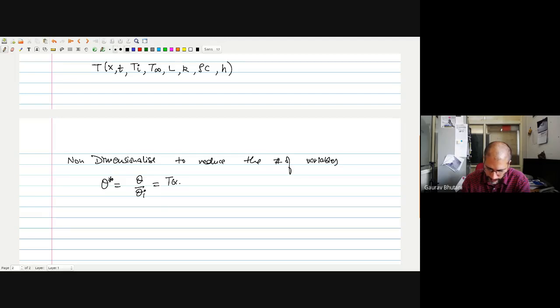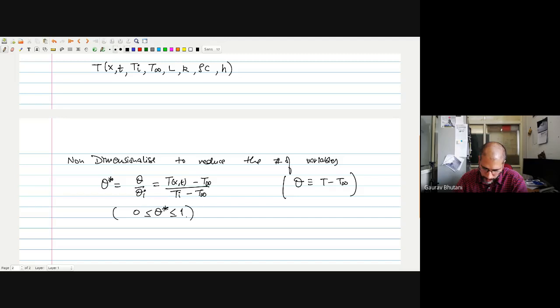difference between the actual temperature at a given point in time minus the temperature that you have at the boundary. So that's your temperature difference between the inside temperature and the boundary, divided by the maximum difference you can have. The maximum difference is at t equal to 0, when the whole bar is at Ti. So Ti minus T infinity is the maximum difference. We define this theta star as theta upon theta I, where theta, as we defined earlier, is T minus T infinity. This helps us get theta star, which varies between 0 and 1.